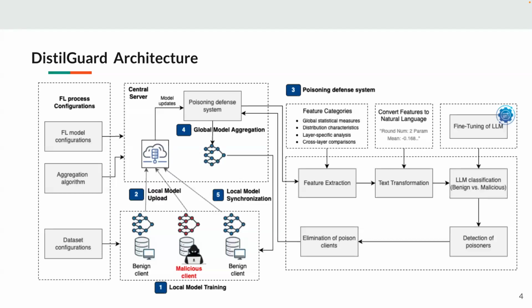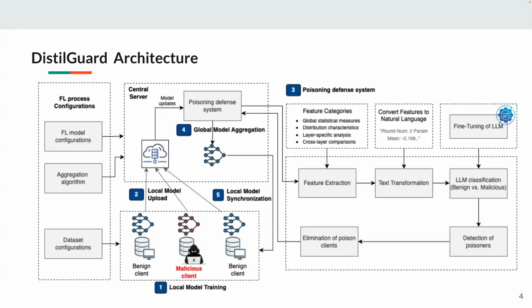As you can see in the diagram, on the left side, we have the configuration panel where we can select the attack types, datasets, and attack settings. In the middle, we see a typical federated learning setup. The clients send their model updates to the server. Here is also where our defense system comes in.